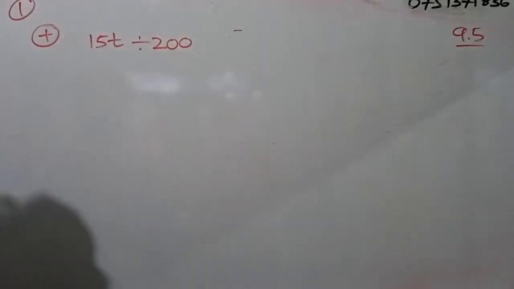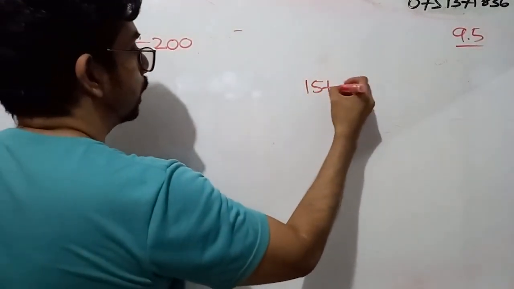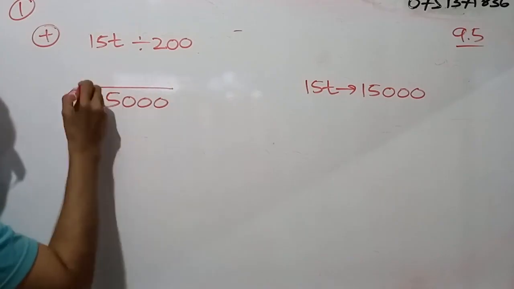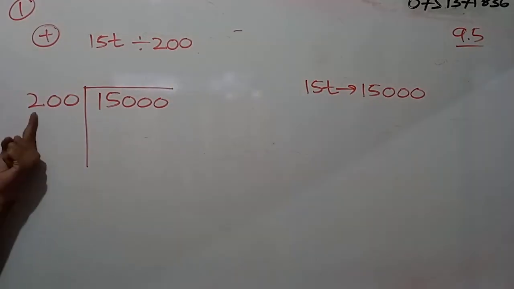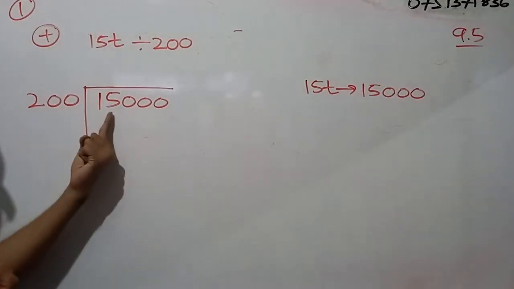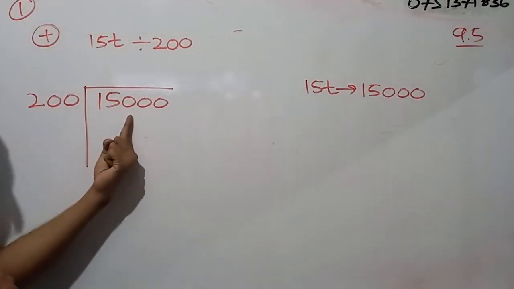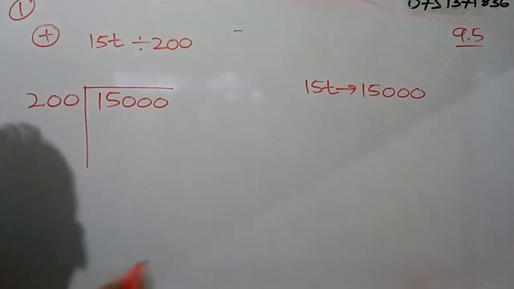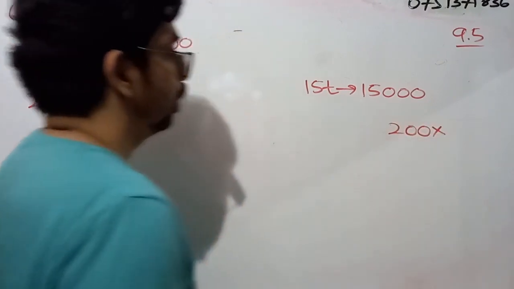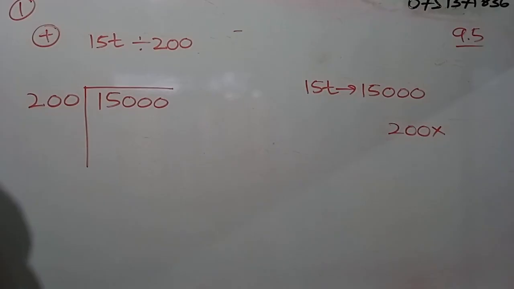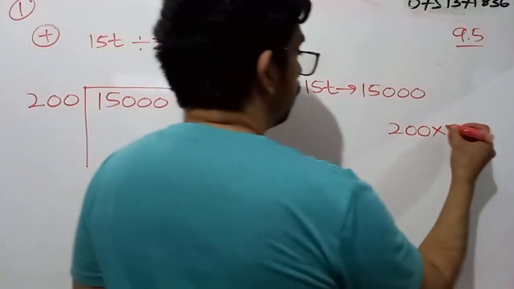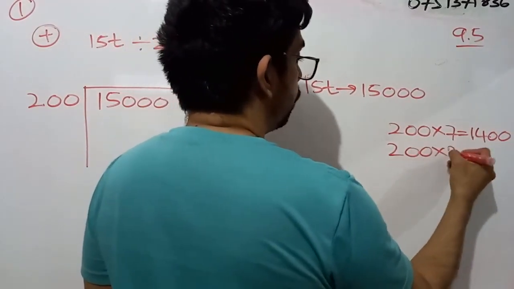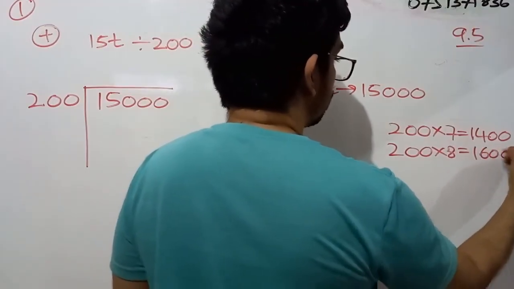Now we will convert this entire amount, 15 tons, into what? Kilograms. So this will be 15,000. Take the number 15,000 and just divide it by the number 200. So how many 200s are there for 1? None. How many 200s are there for 15? None. How many 200s are there for 150? None. How many 200s are there for 1,500? We will see. 200 into 10, we know that is what? 2,000. So 200 into 7, 1,400. So 200 into 8, we know that is 1,600.